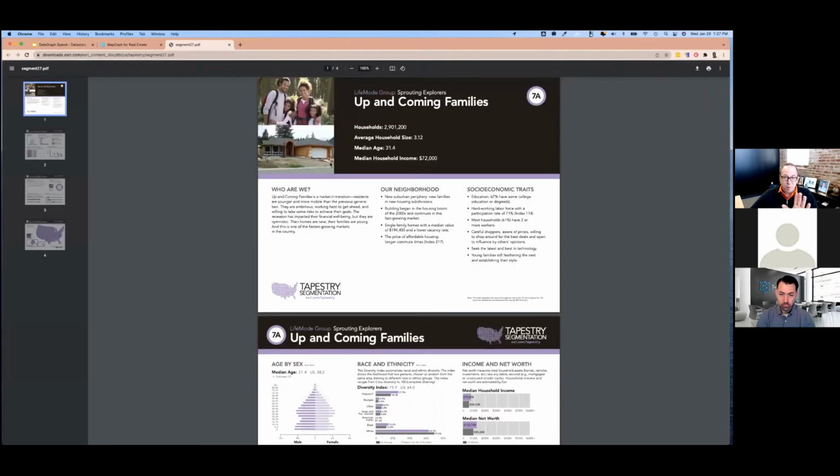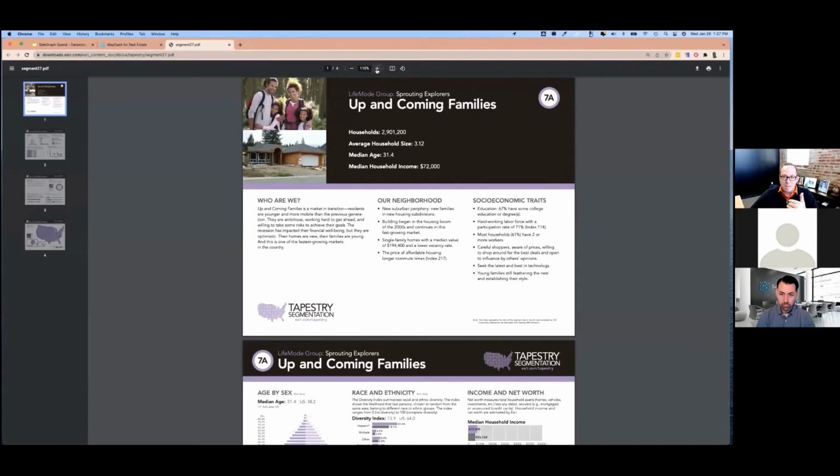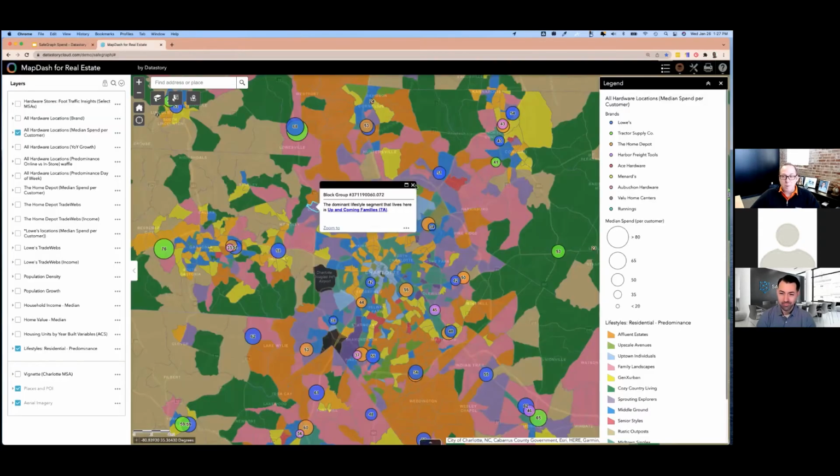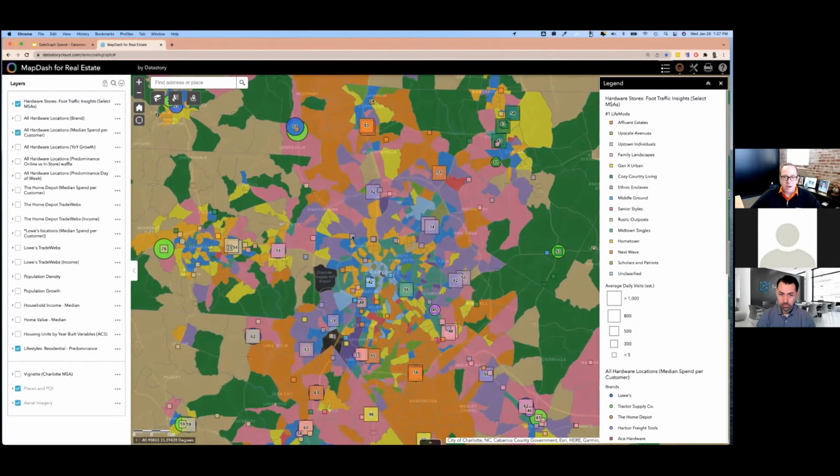If I click through really quickly, what we see about up and coming families is that they have new homes, they have young families. It's one of the fastest growing markets in the country. I'm interested in capturing those people, but I'm wondering where they're shopping. Well, a quick call out to some other good SafeGraph data. We've incorporated patterns to understand foot traffic in and around the area.